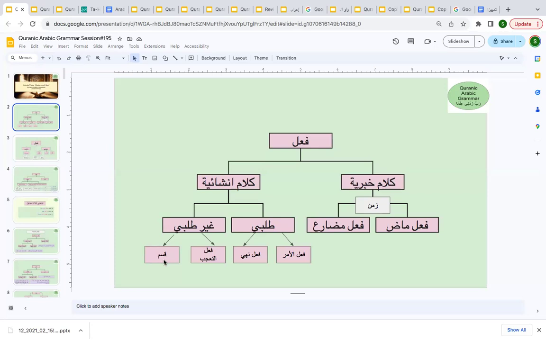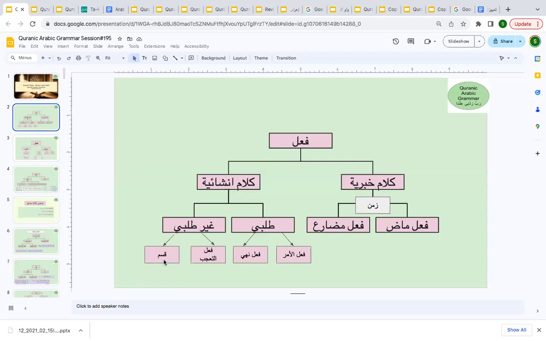So this type of fail, which is uqsimu, makes more sense. La uqsimu bihazal balad. When Allah takes an oath by the city of Makkah, uqsimu, fail uqsimu. Is it talbi or ghair talbi? It is ghair talbi. You are not demanding anything there.